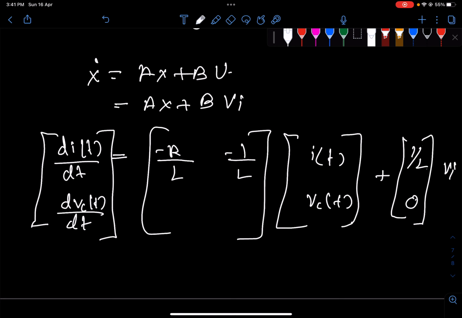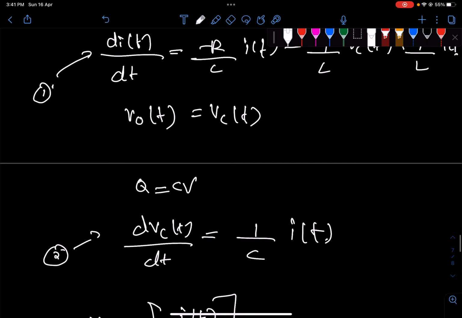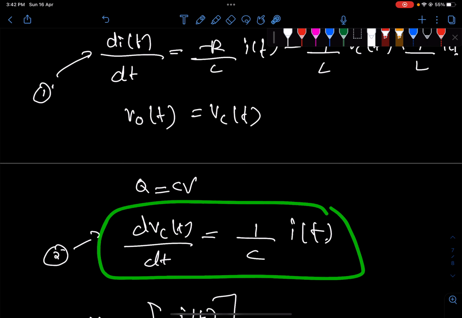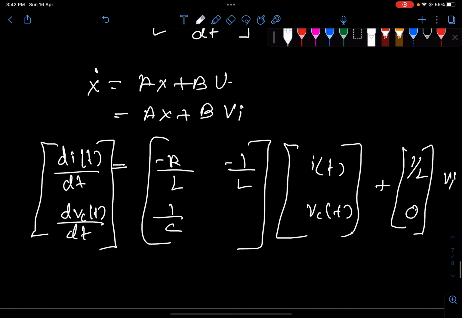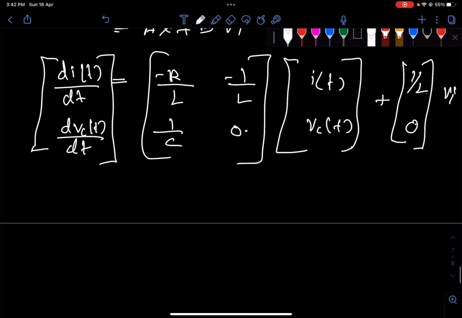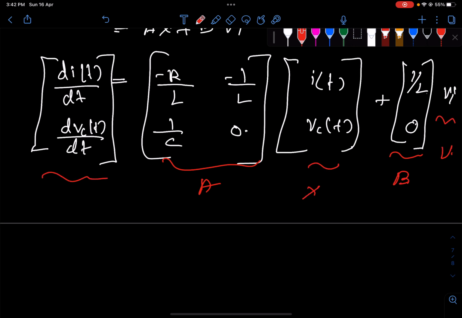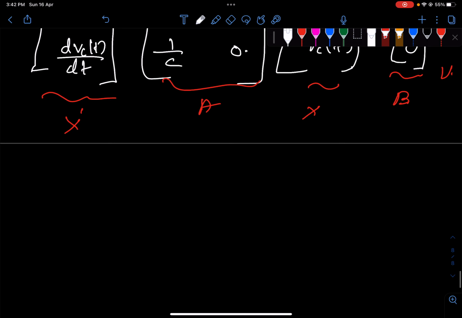And the second row is the derivative of Vc of t, and that is nothing but 1 by C I of t, and nothing else is there. So 1 by C times I of t, and the input coefficient is 0. So what is this called? This is the A matrix, this is the B matrix, this is the X matrix, this is the U matrix, and this is the X dot matrix.